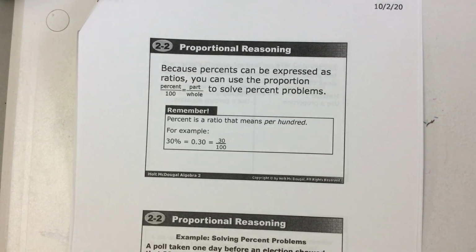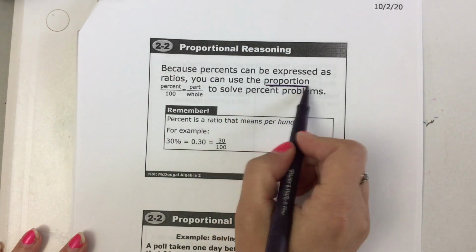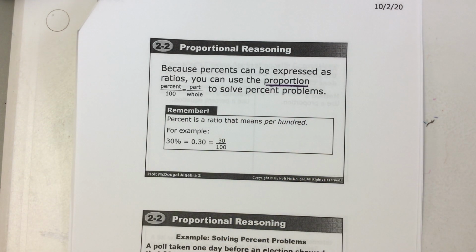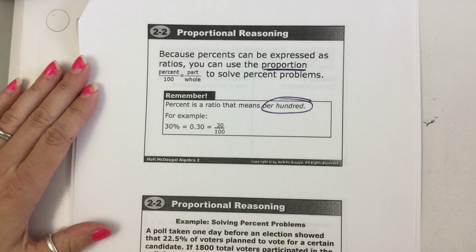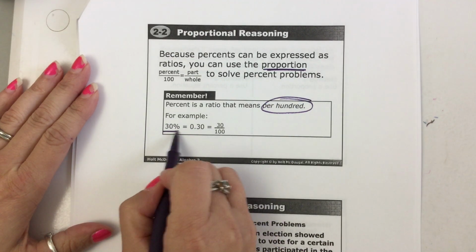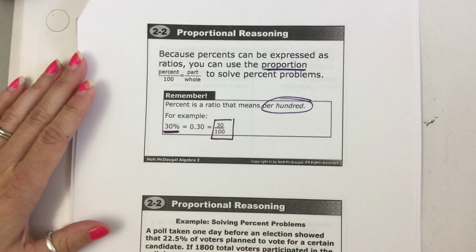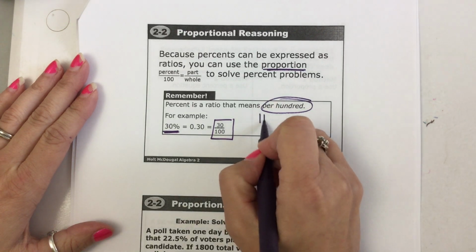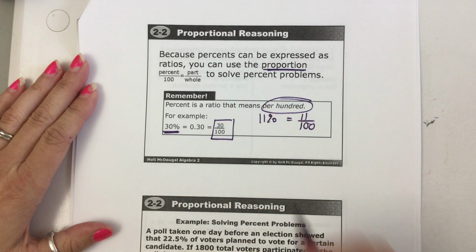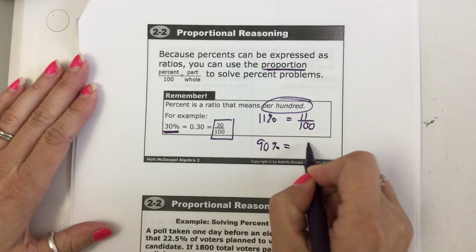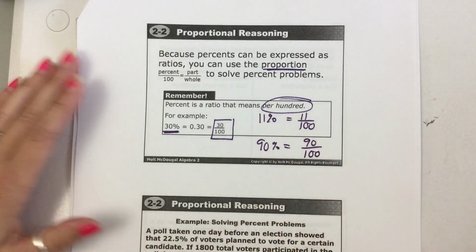Anytime you have an application problem that deals with percentages, you can create a proportion and use cross products in order to solve. When you have percent, that means that it's out of 100. So 30% is 30 over 100. 11% is 11 out of 100. 90% is 90 out of 100.